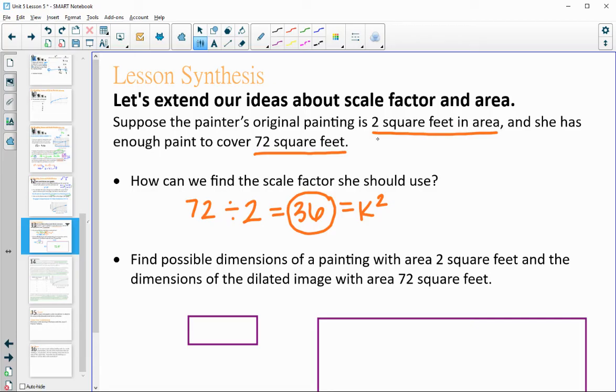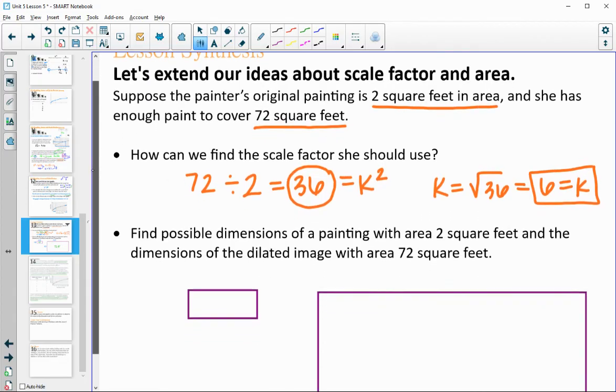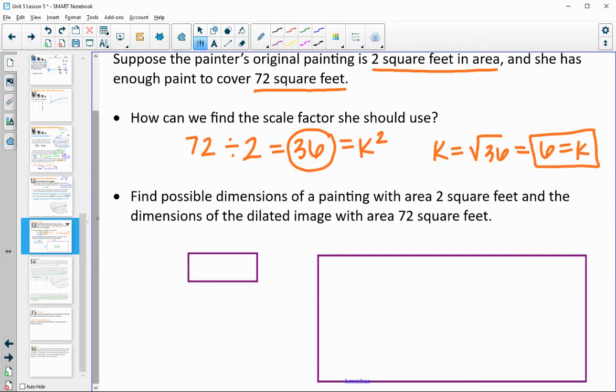Okay, how many times bigger is the new area? 36 times bigger. That's our k squared. So then our k, we would square root that. So our scale factor is 6. Our original painting can be dilated at a scale factor of 6.